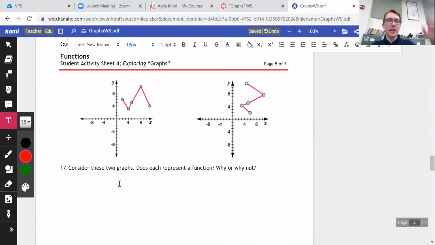Great. Let's look at this guy. Consider the two graphs. Does each represent a function? Why or why not? Now remember, functions are, if I tell you an input, I can only have one possible output. Remember also, domain or the input is always which letter? That's right, it is X. X is our input. So, knowing that, think about it. I'm giving you 5 seconds or a pause.